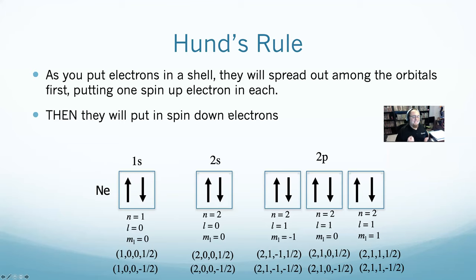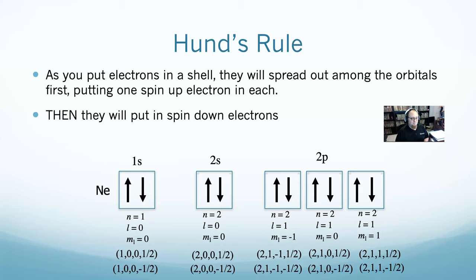And we can say exactly how each shell, subshell, and orbital get filled. But once again, shell is your N states, subshell is your L states, M of L is the orbitals. Okay?